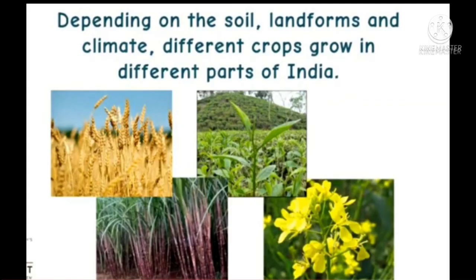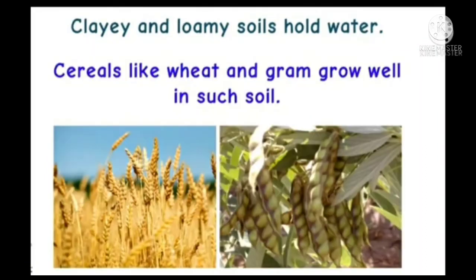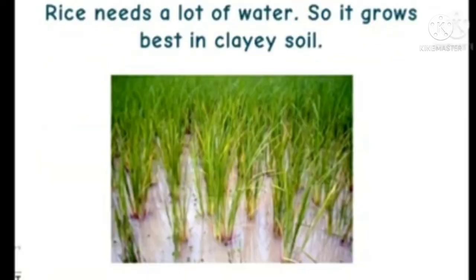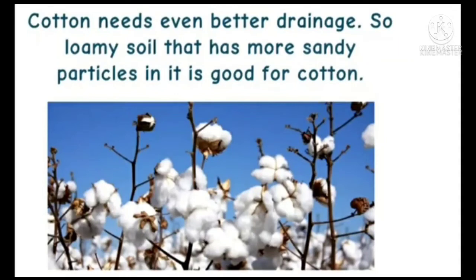Next, we learned about soil and crops. Depending on the soil, landforms, and climate, different crops grow in different parts of India. Clayey and loamy soils hold more water, so cereals like wheat and gram grow well in such soil. Rice needs a lot of water, so it grows best in clayey soil. Masoor and other pulses grow better in soils that drain water, so loamy soil is better for these crops. Cotton needs even better drainage, so loamy soil that has more sandy particles in it is good for cotton.